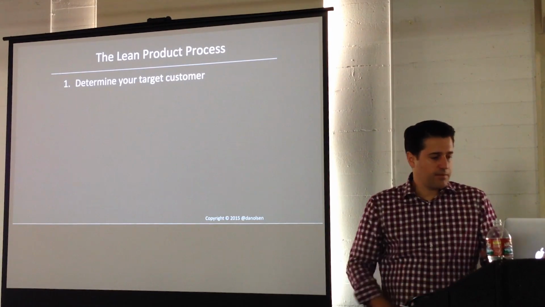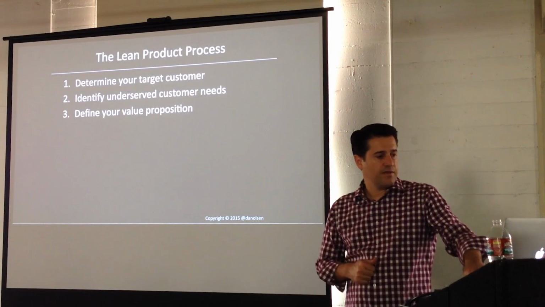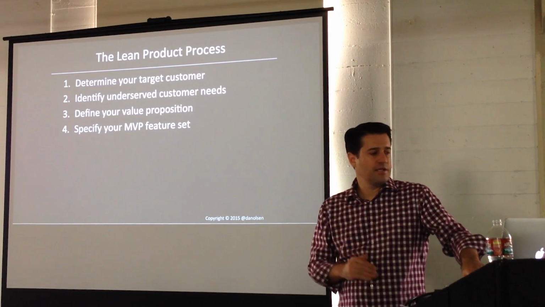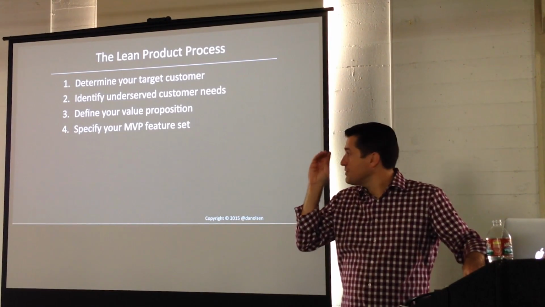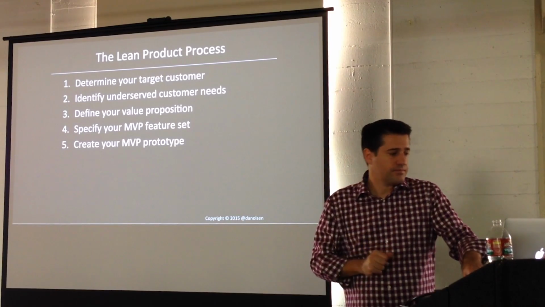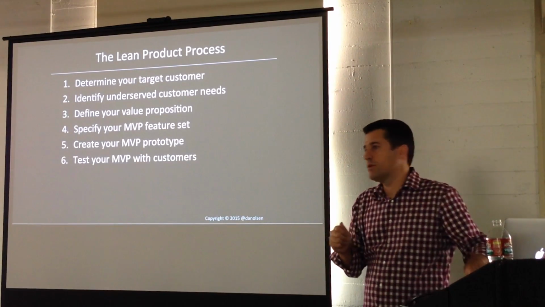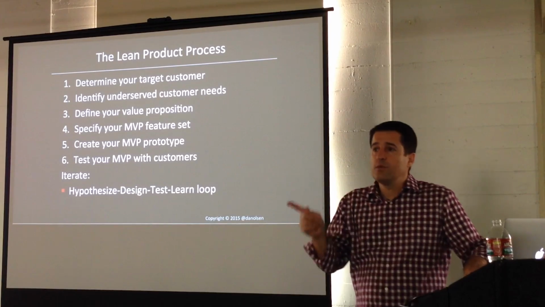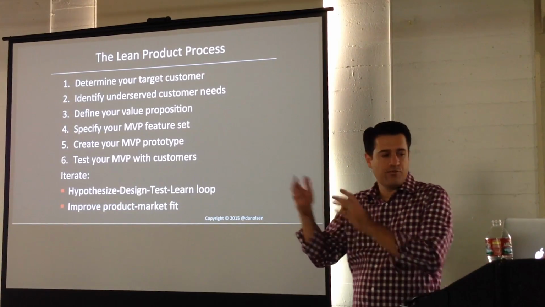So to sum it up, the Lean product process: determine your target customer, identify underserved needs, figure out how your product's going to be better or different. Don't try to boil the ocean. Figure out what's that core MVP feature set. Create the prototype, test with people, and then iterate, going through that loop that I mentioned, and basically trying to improve product market fit over time.